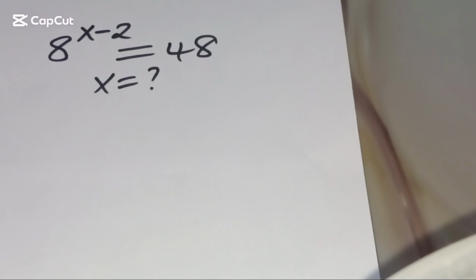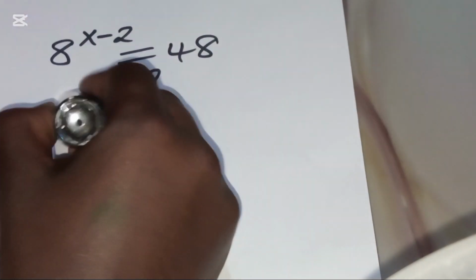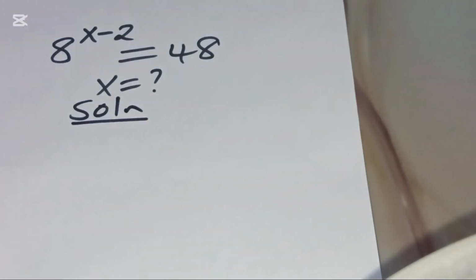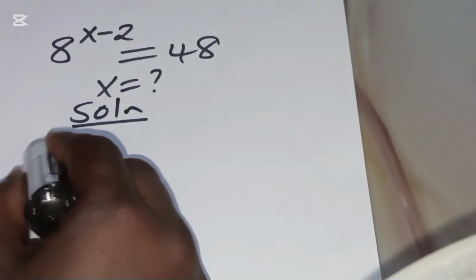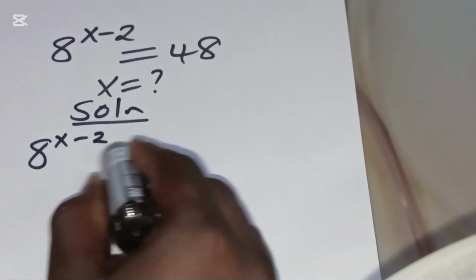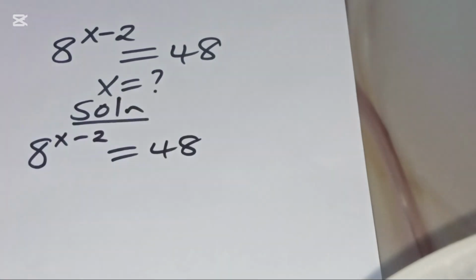Hello everyone, let's present a solution given this nice exponential equation, which is 8 to the power x subtract 2. This is equal to 48. So what is the value of x? Now solution, we have that 8 to the power x subtract 2 is equal to 48.